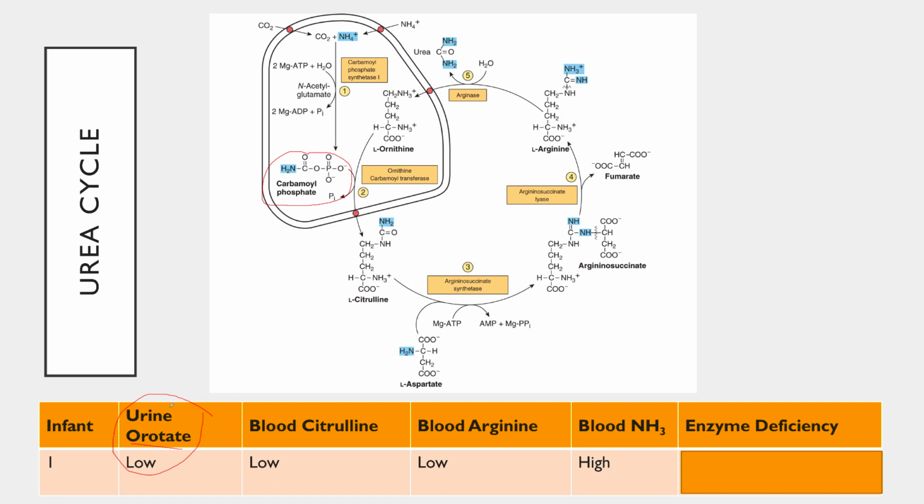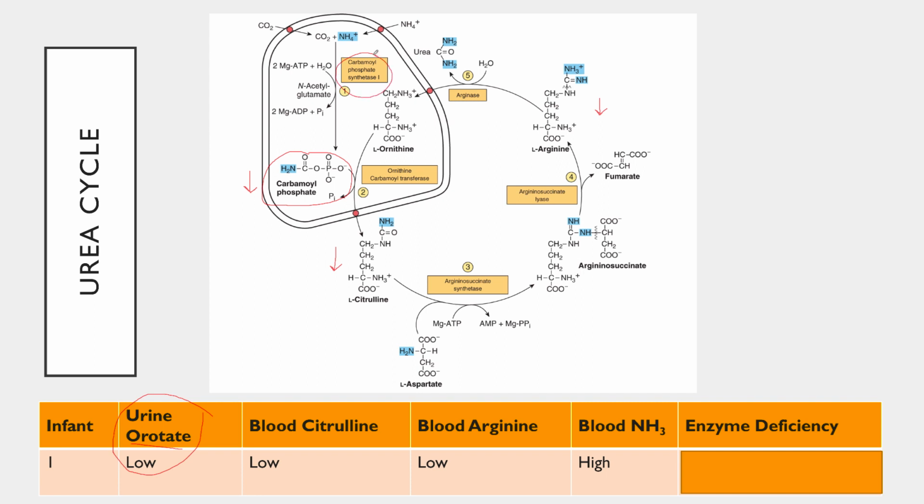So in this case, urine orotate is low, which would suggest we are not accumulating carbamyl phosphate. So this intermediate is low. We're also noting that blood citrulline is low, as well as arginine. So given that the products here are low in the majority of the pathway, this would suggest that only one upstream enzyme could be deficient. These would all suggest a deficiency of carbamyl phosphate synthetase.